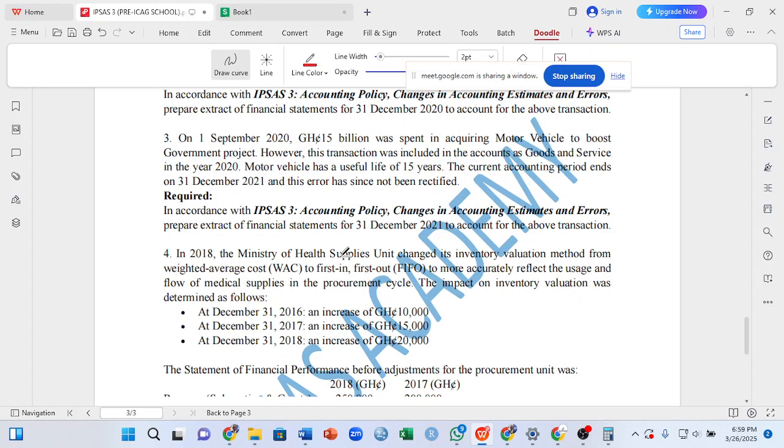That is an error. It's just similar to question two. Yes, I know it's similar. I just asked again just to see. Okay, so it's an error. What makes it an error? The reason being that it was a motor vehicle which we know is PPE, but it was recorded as an expense in the statement of financial performance as goods and services. Thank you, sir. Okay, that's true.